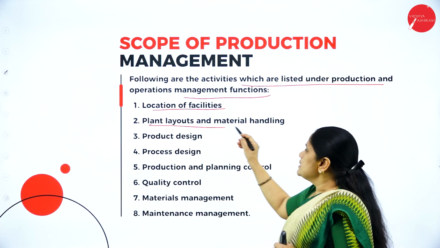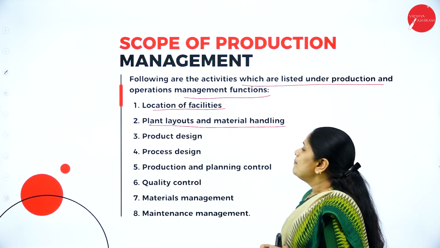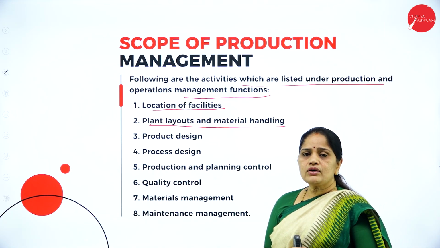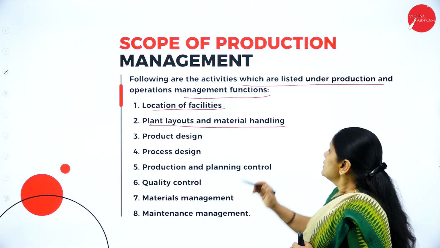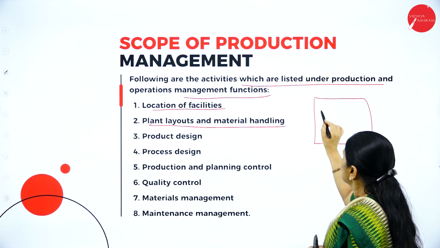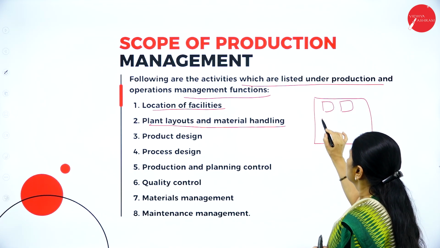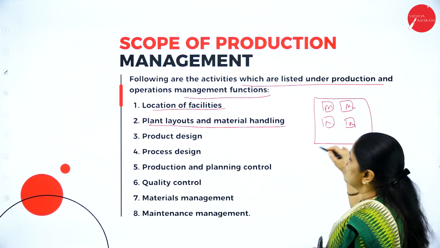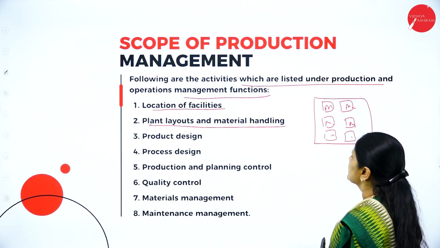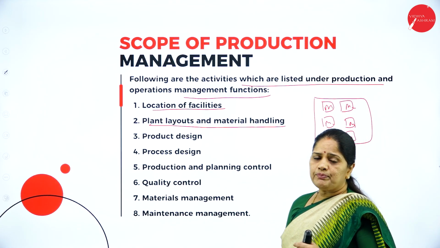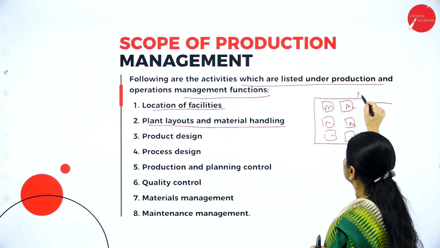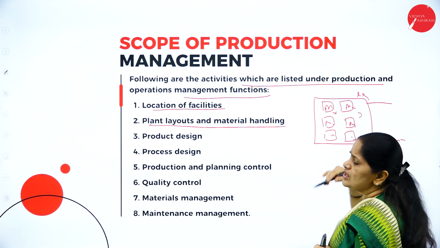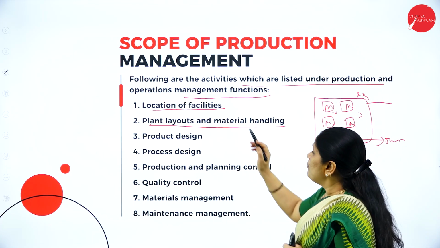Then, second important scope of production management is plant layout and material handling. What is this plant layout? Plant layout means how you are planning the plant. Suppose you have a factory, then where do we place your machines? So that is important. So machine 1, machine 2, machine 3, machine 4, machine 5, machine 6. So where you will be placing the machines, from where the raw materials are coming, from where the output will go, and where the worker has to stand. So all this will be decided in the plant layout.